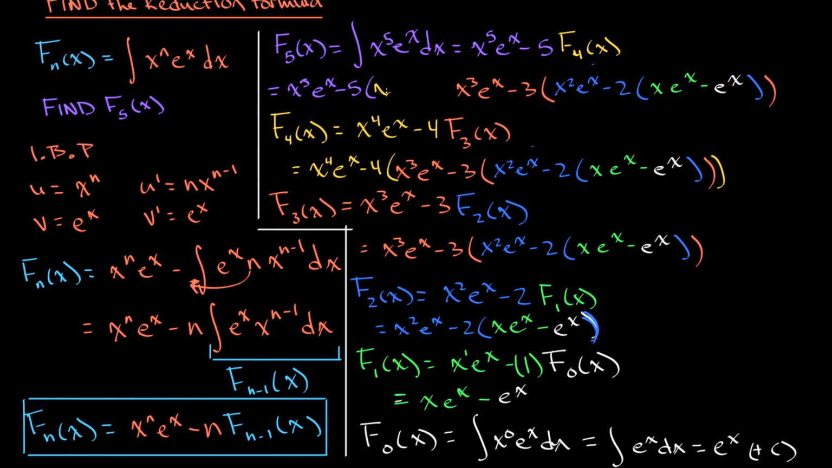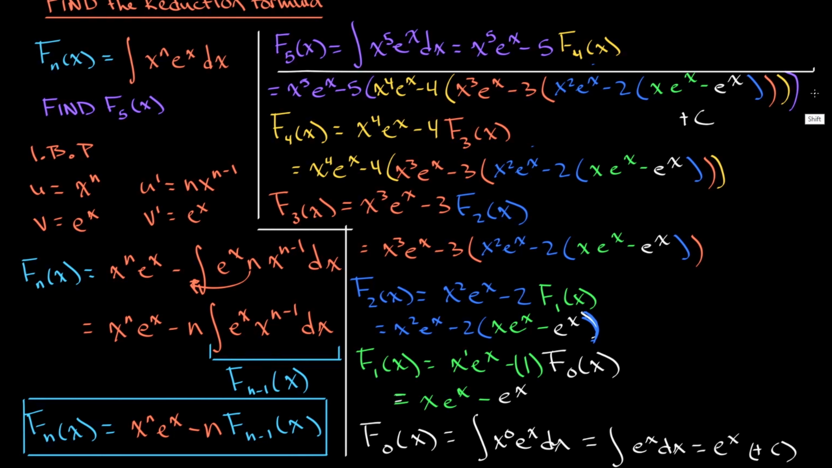So let's get this in here. So we have x to the 4th times e to the x, and then minus 4 times all of this. And then one more purple parentheses. And then we can't forget our plus c right here. We got a lot of colors going on. But this right here is our answer.